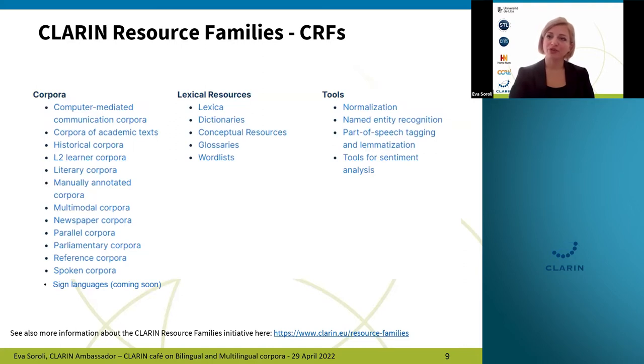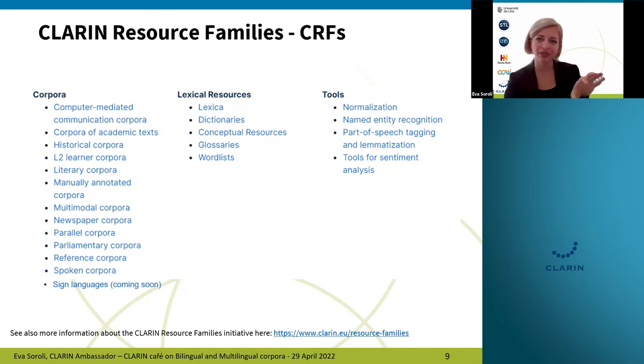Knowledge, language data, and resources are organized in CLARIN resource families, in CRFs. CRFs are user-friendly overviews per data type of the available language resources in the CLARIN infrastructure. We have 13 corpora families, 5 families of lexical resources, and 4 tool families. And these are families that provide information about the most important data, metadata, brief descriptions of the resources, as well as downloadable resources.